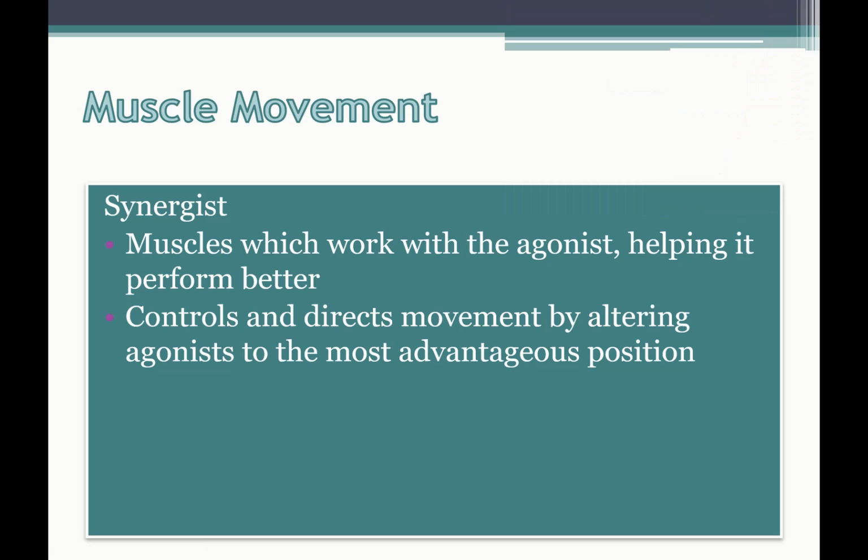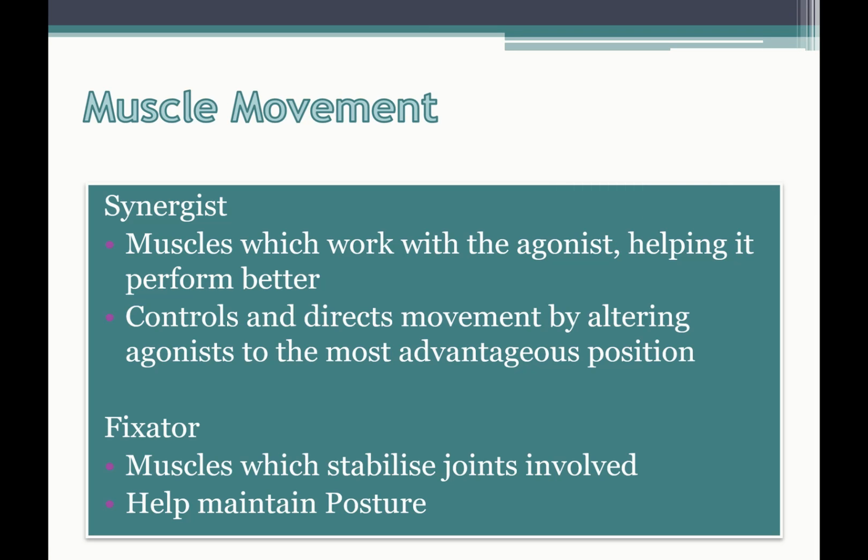And then the last key term that you need to be aware of is what's known as the fixator. So this completes a team of muscles which are working together in order to produce movement. And the fixator is all about keeping the muscle stabilized and the joint in a stable position so that our posture and our technique can be maintained.